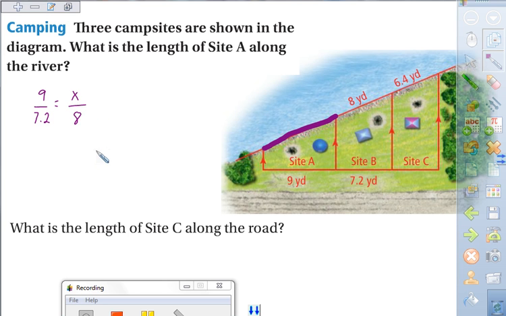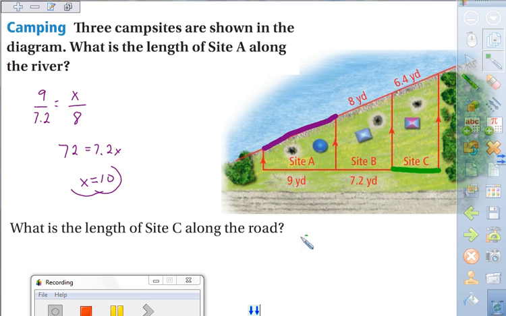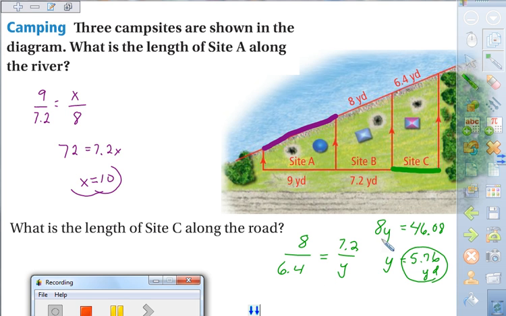And then if we cross multiply, I get 9 times 8 is 72. 7.2 times x, divide by 7.2, and I get 10. So the purple length would be 10. Now I need to find this green length. So I'm going to do 8 divided by 6.4 equals 7.2 divided by the green. And again, if I cross multiply, I get 8y equals 46.08. So if I divide by 8, I get 5.76 yards.